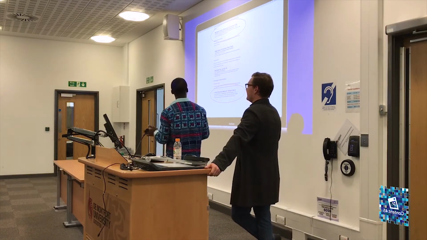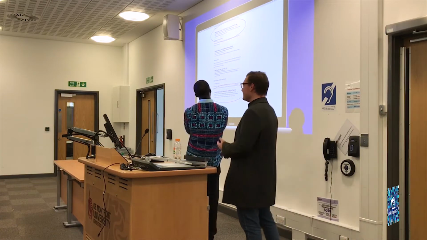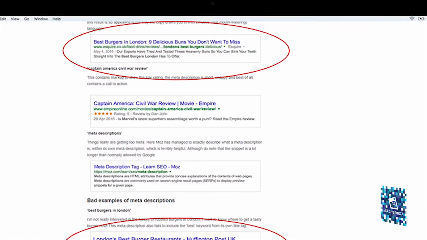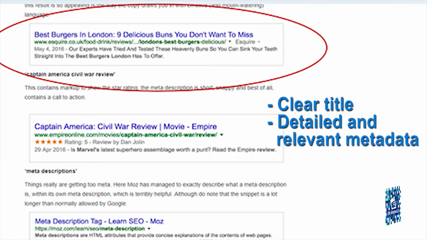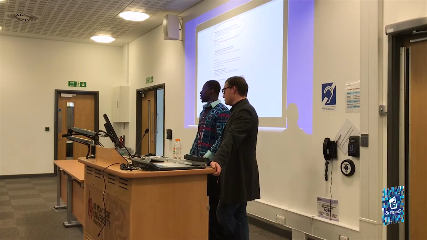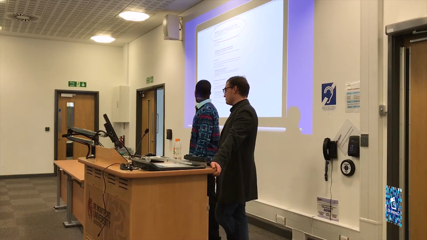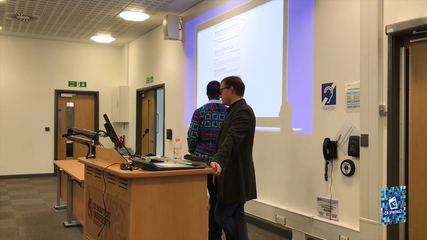Right, cool. The reason why it's good SEO is because if you look at the title, it's very descriptive, straight to the point: best burgers in London. And if you look at the bottom part, it talks about things such as metadata, and it talks about experts that are tried and tested. In other words, that gives a sense of detail and credibility, and people are more likely to click that compared to the bottom one, which is a bad example.